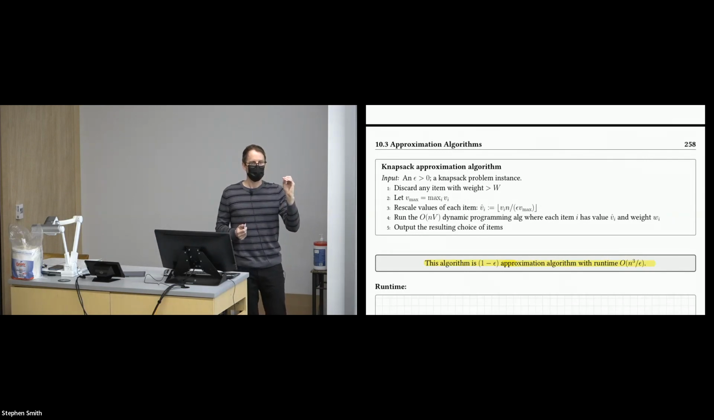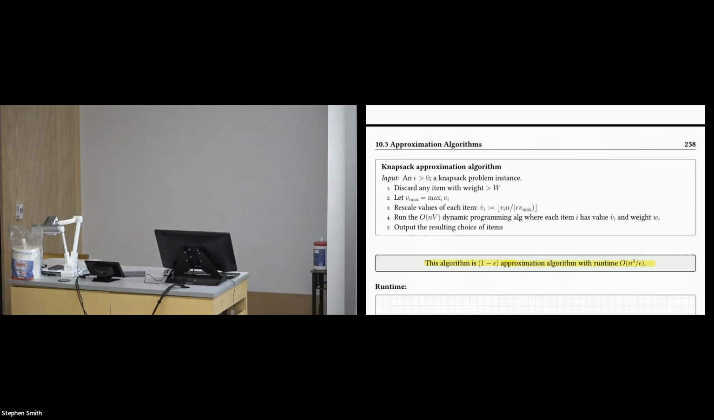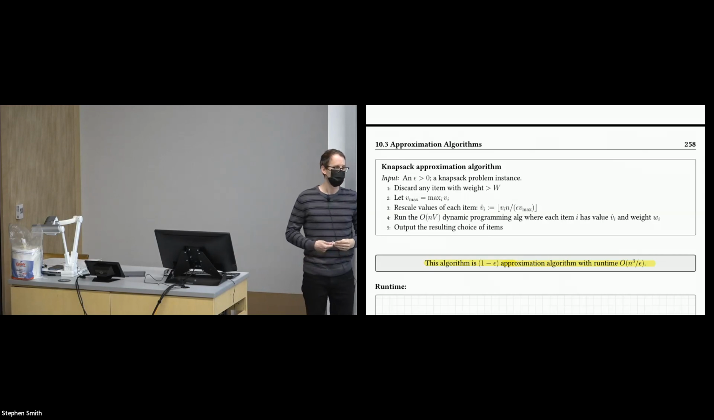So if I fix any epsilon, let's take 0.01, I'm guaranteed to get a solution that's within 99% of optimal, right? It's a maximization problem, so now my approximation factor is always less than 1. But I'm going to guarantee to get a solution that's at least 99% of the optimal. And my runtime will be n cubed divided by a constant, but that constant is 0.01. So it's like 100 n cubed. It's still polynomial time, right?